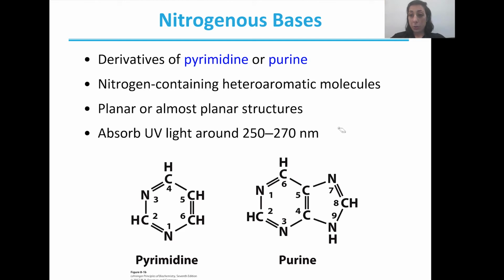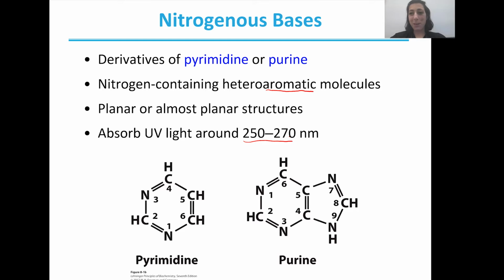Now, the nitrogenous bases themselves, I've already distinguished as generally being called a pyrimidine version or a purine version. These are heteroaromatic molecules. That is key. They are aromatic, and that is because of these alternating double single bonds that exist within the ring. They're pretty much planar. They're pretty flat and they're aromatic. And because of this, they absorb UV light at around 250 to 270 nanometers.